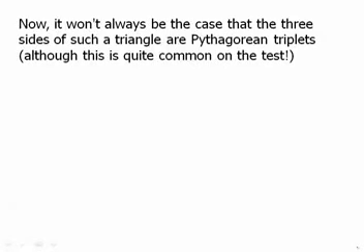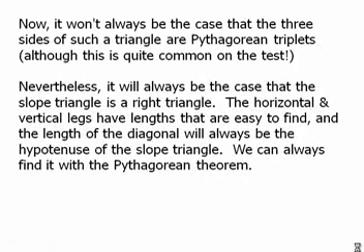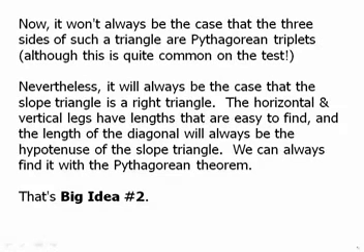Now, it won't always be the case that the 3 sides of a triangle are nice, neat Pythagorean triplets, although this is quite common on the test. Nevertheless, it will always be the case that the slope triangle is a right triangle. By definition, the slope triangle is a right triangle. The horizontal and vertical legs have lengths that are easy to find, and the length of the diagonal will always be the hypotenuse of the slope triangle. We can always find that length by the Pythagorean theorem. So we're using the Pythagorean theorem to find the distance between any 2 points. That's big idea number 2.